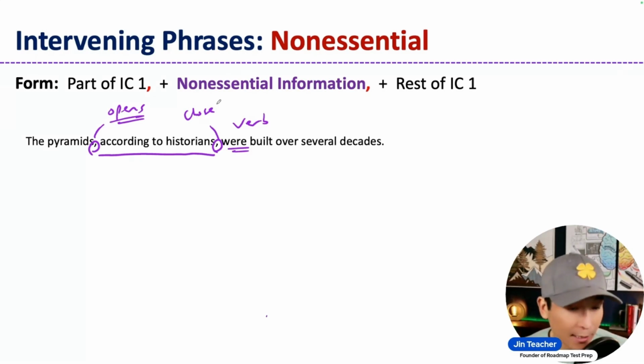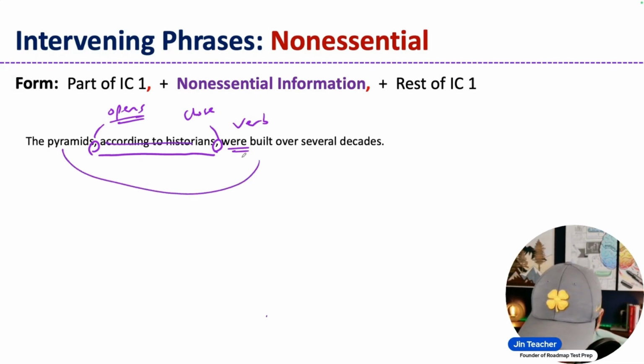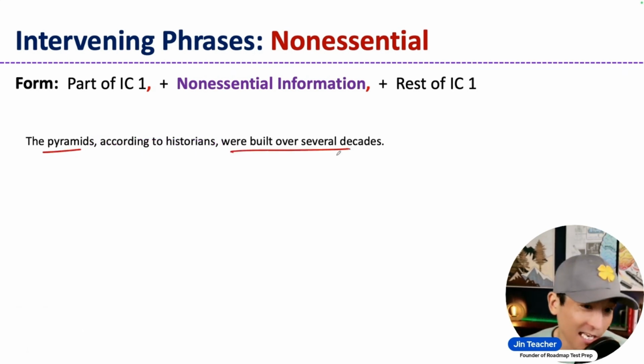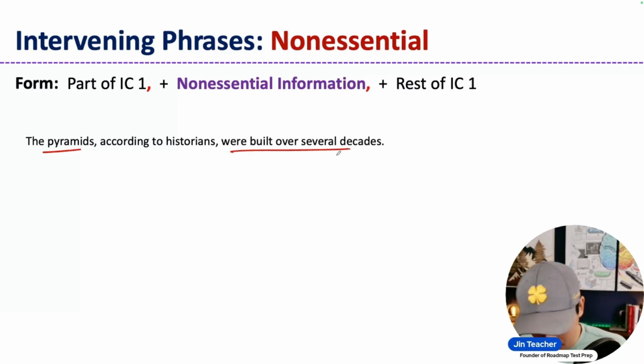Now, if you just read around it, it's going to say, the pyramids were built over several decades. That reads very fluidly. And we now know that this is non-essential because the meaning of the sentence still remains the same. Whether or not we know that the historians told us this doesn't affect the meaning of the sentence, because the meaning is that the pyramids were built over several decades. It just tells us how long it took. So whether or not we know who told us this doesn't change the meaning of the sentence. And that'll be this type of non-essential.